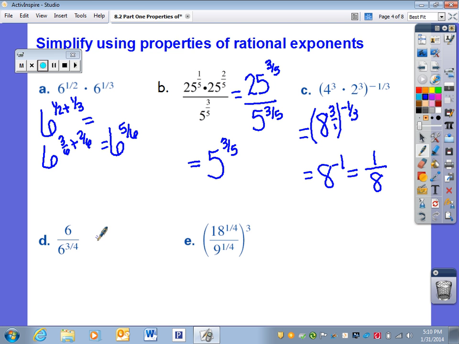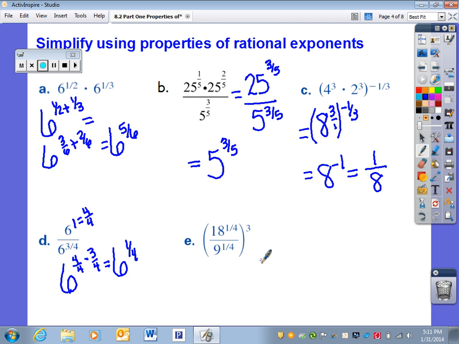In our next example, we want to simplify. So we have 6, and we have 6 to the 3/4 power. Well, we have like bases, so what we can do is subtract the exponents. Well, this is to the 1st power, but if I want 1 to have a denominator of 4, we could rewrite that as 4 over 4. So I'm keeping the base, and then I'm going to subtract the exponents. So I have 4 over 4, and I'm going to subtract 3 over 4. So that's going to equal 6 to the 1/4 power.